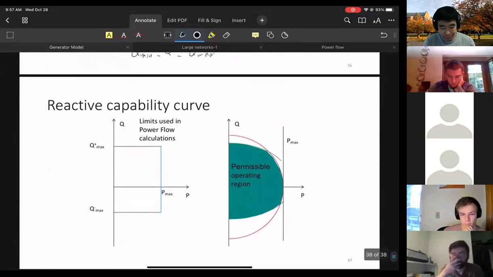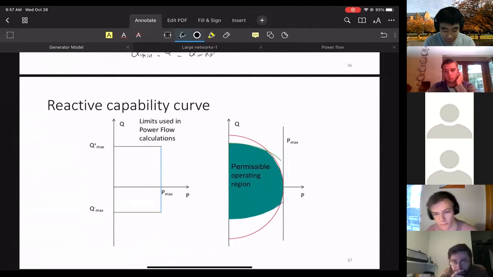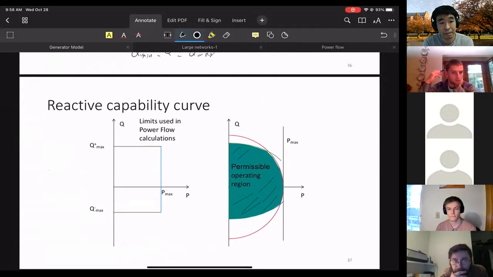So if you intersect this box with a semicircle and fudge the boundary a little bit, basically each generator will have this region as its supposed operating region. And if you own a generator, you basically check whether you're operating in this region or not. Any questions about the operating region for a generator?